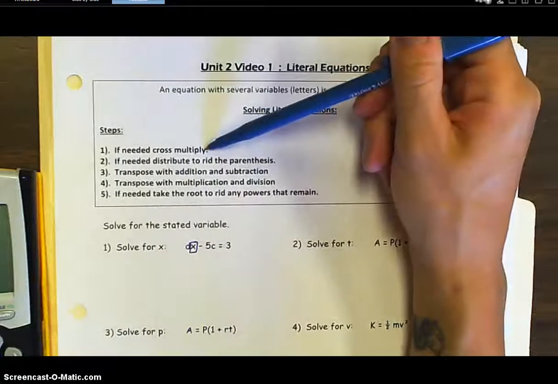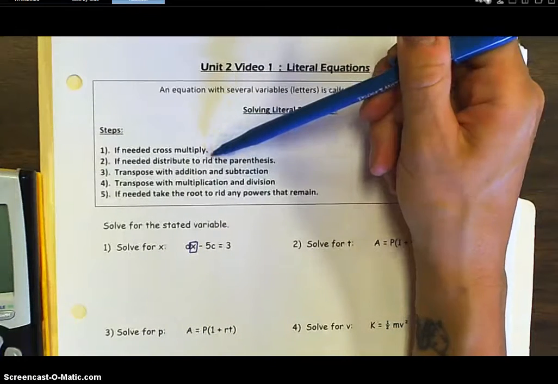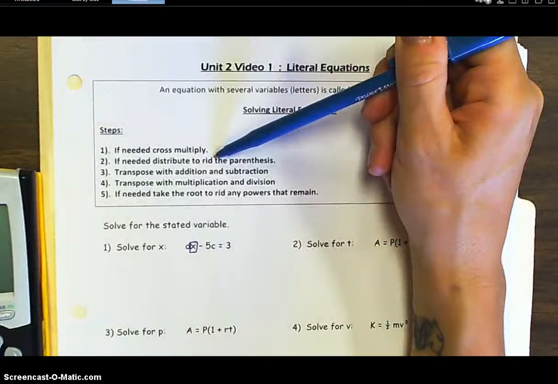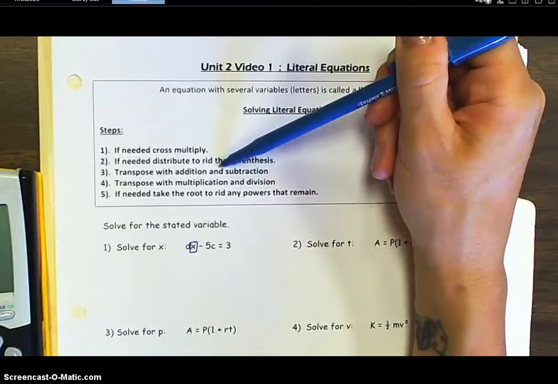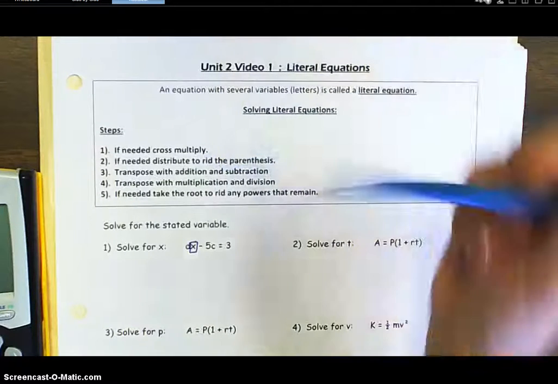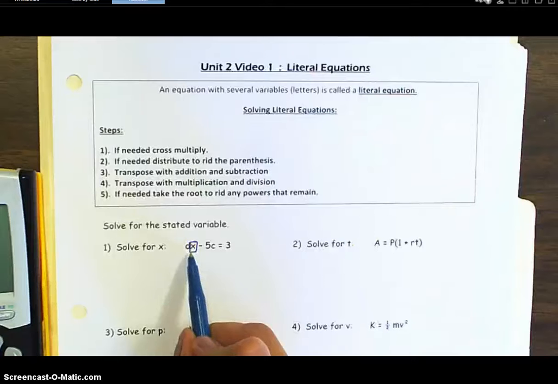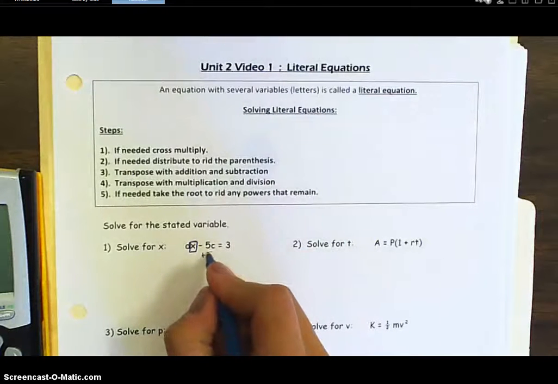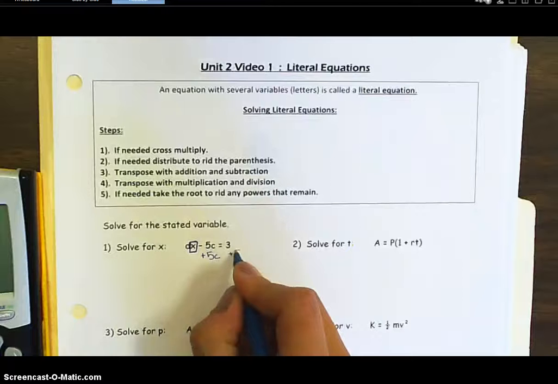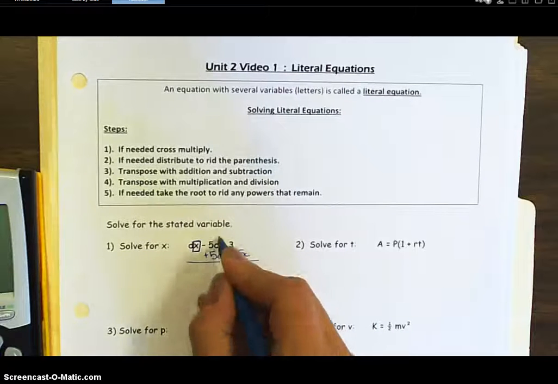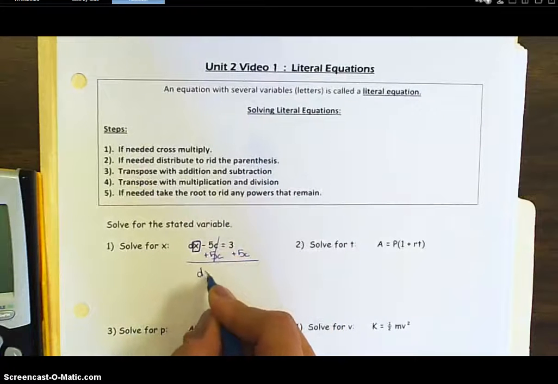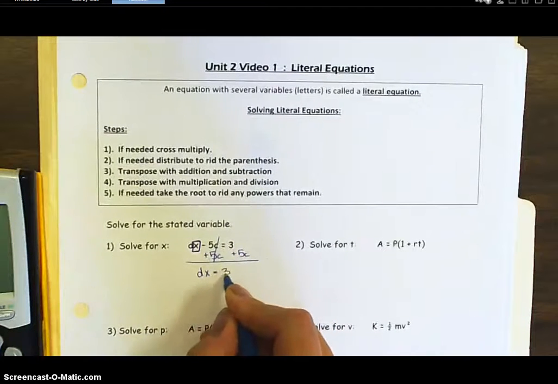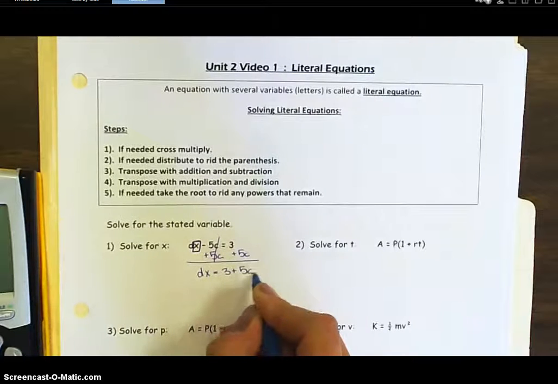Number 1, do we need to cross multiply? Nope. Do we need to distribute? Nope. Are we going to have to transpose with addition and subtraction? Yep. So the first thing I want to do, keep the x where it is, I'm going to bring this 5c to the other side. So I'm going to add 5c to both sides. That's going to cancel. Dx is equal to 3 plus 5c.